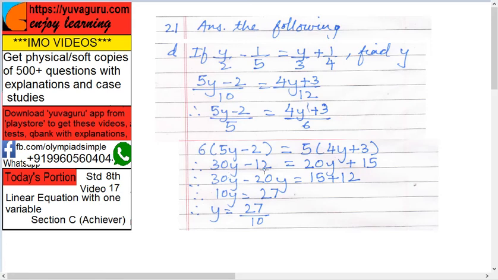Solve this. 30y − 12 = 20y + 15. Take y on one side and non-y on the other side. So 30y − 20y = 15 + 12. 10y = 27. y = 27 by 10.